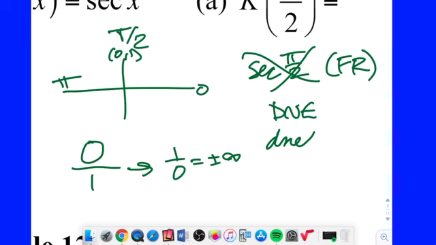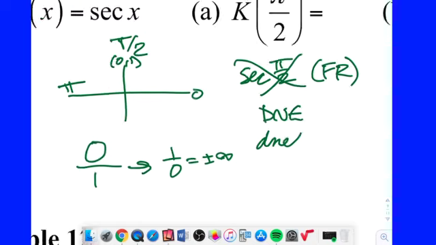Some type of infinity. Okay, let's do that again. What's the reciprocal of 0? Some type of infinity. What's the reciprocal of some type of infinity? 0. Okay, there you go. They're reciprocals of each other.